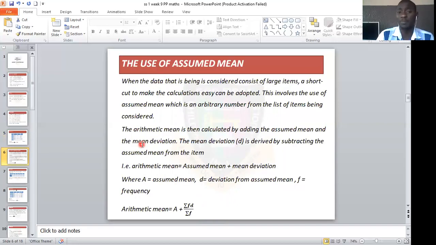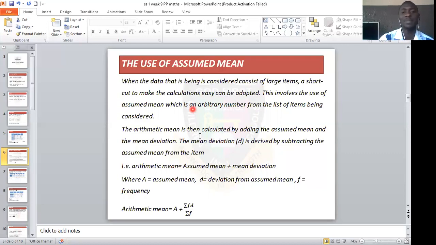So we'll go to the next slide, which is the use of assumed mean, which I said earlier, a prescribed mean, but which is still within the collection of data given. Let's read. When the data being considered consists of large items, yes, for group data, it's always large items, a shortcut to make calculation easy can be adopted. This involves the use of an assumed mean, which is an arbitrary number, an assumed number from the list of items considered. It doesn't just come from outside. It has to be within the range of the numbers given.